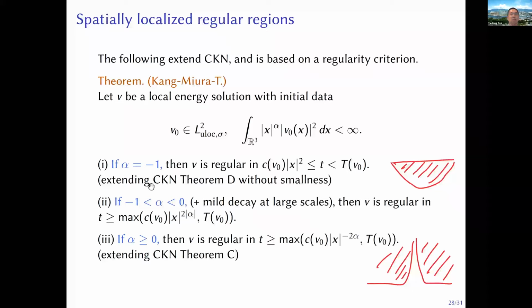And the second condition is for alpha between minus one and zero, it's negative, but not minus one. And we also need to have some mild decay at large scales. So then V is regular for T bigger than something like this. So it's similar to, I didn't draw a picture. It's above something which is like a paraboloid, but then it does not touch the origin. So this thing is special because it touches the origin, but this thing does not touch the origin. And number three is that if alpha is bigger than zero, then it's regular above this singular surface. So this extends the secant theory, C. Again, this is for any solution. And then this is for local energy solutions.